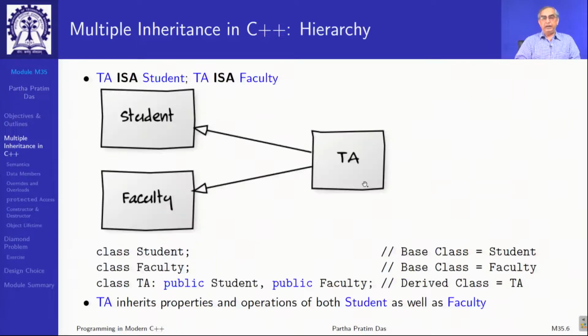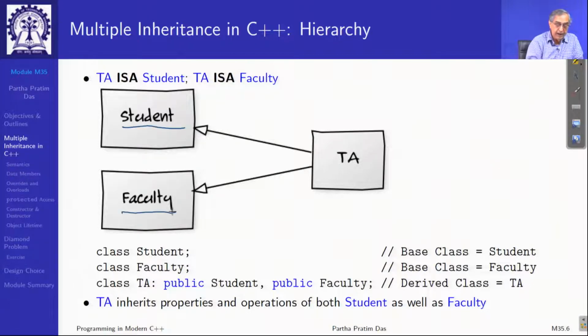So, what is multiple inheritance? As the name suggests, multiple inheritance occurs when in a hierarchy a class has more than one base class, more than one class that it is specializing from. So, consider the case of students, faculty and the teaching assistant. TA stands for teaching assistant. Now, what is the role of a teaching assistant? A teaching assistant necessarily is a student. So, that justifies this specialization.